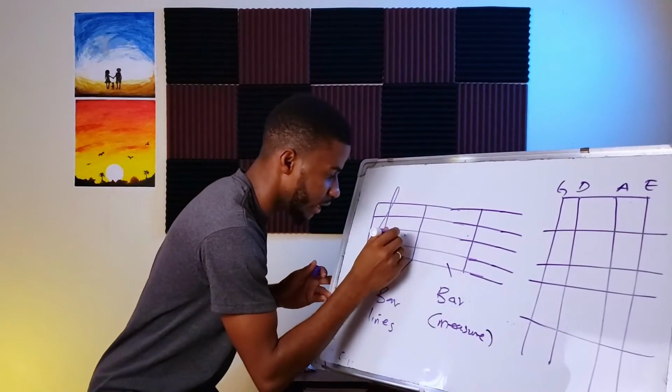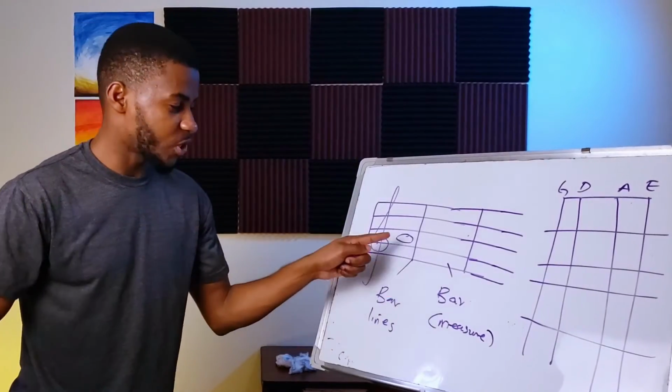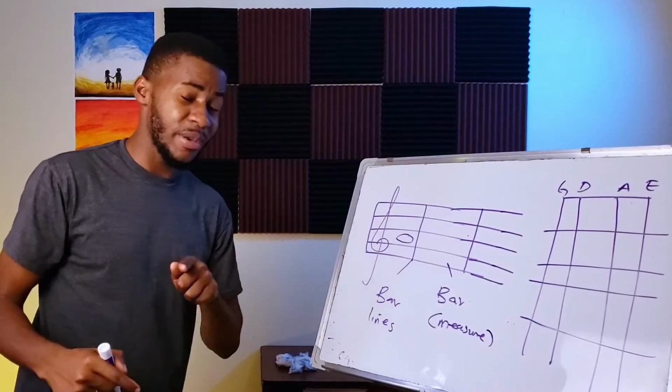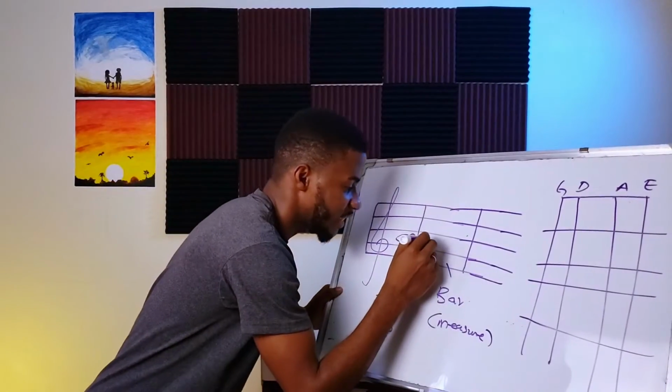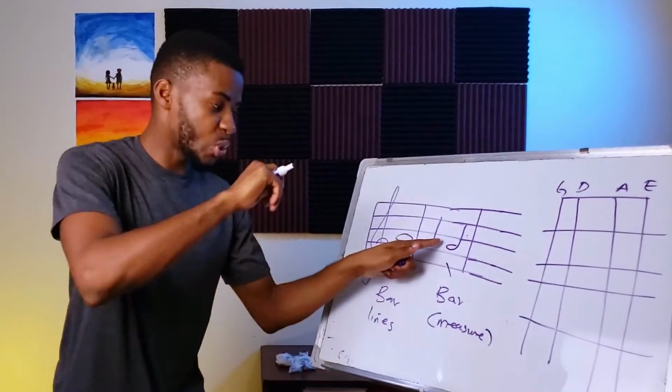So if we put this here, that's a whole note. That means we're going to play 4 counts on what string? On the A string, because that whole note is in space A. Okay, let's try another one. Still in space A, 2 half notes. This means we're going to play 2 counts each.